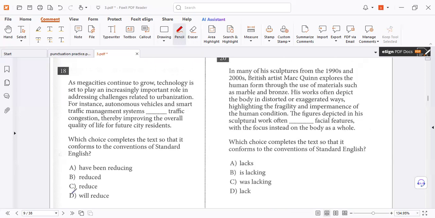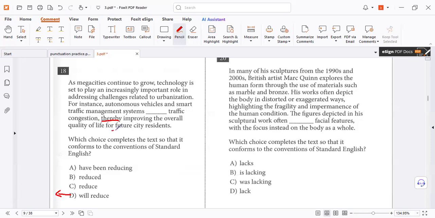Why not you make it D for the tense? We have here thereby, Omar, as consequently. This means we expect it to be that in future. Why? Because the said technology is set to play in future. Is set to means here just like it's planned to be. So the improvement in the quality of life will be for future residents.